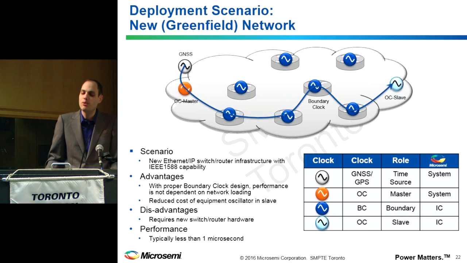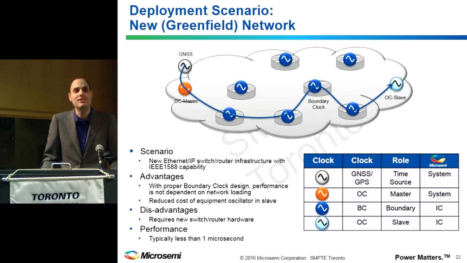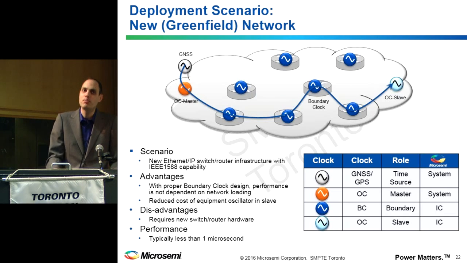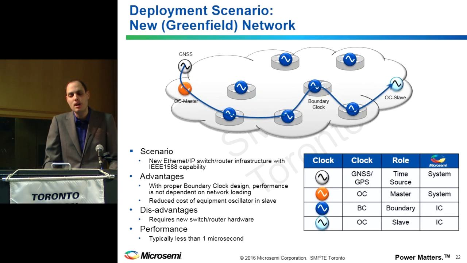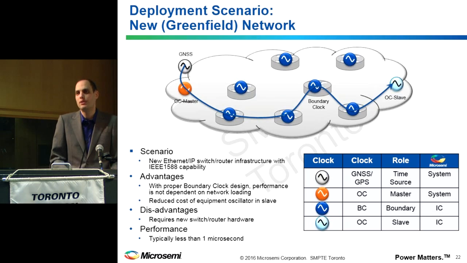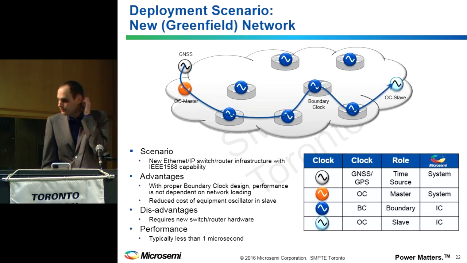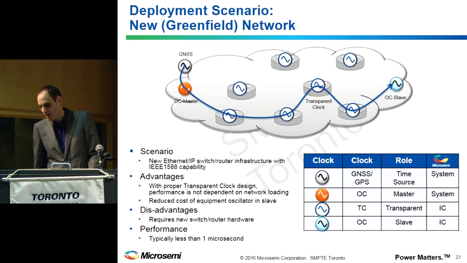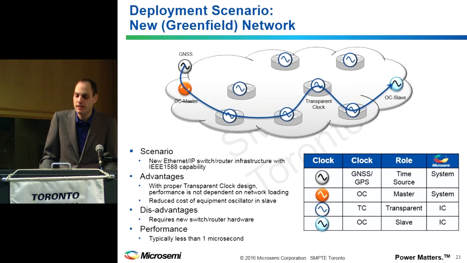Okay. The downside, of course, is you need to replace all that equipment that's already been installed with new equipment that's 1588 capable. Now, that could be just replacing the line card if it was a chassis system, or it could be replacing the entire node if it was a pizza box. It depends upon the equipment that you've purchased. Transparent clocks are another example of all new greenfield equipment.